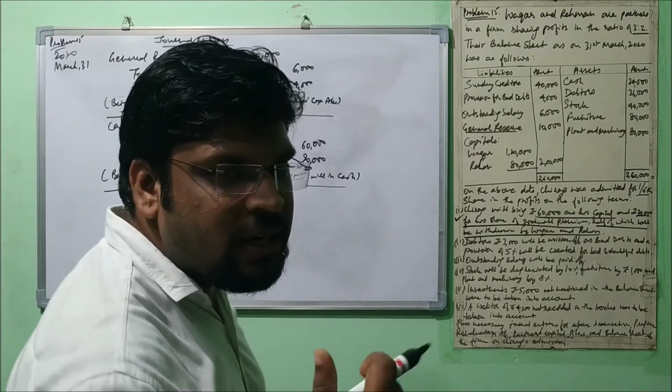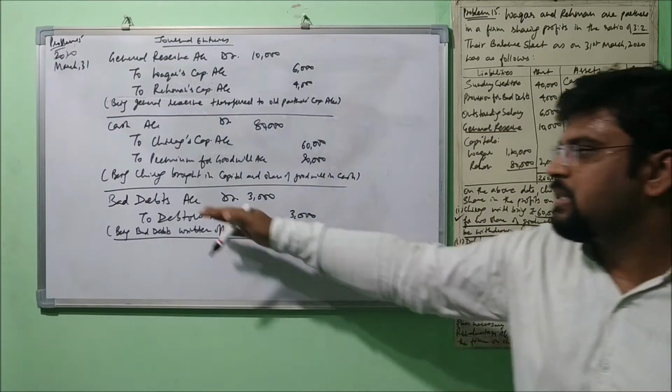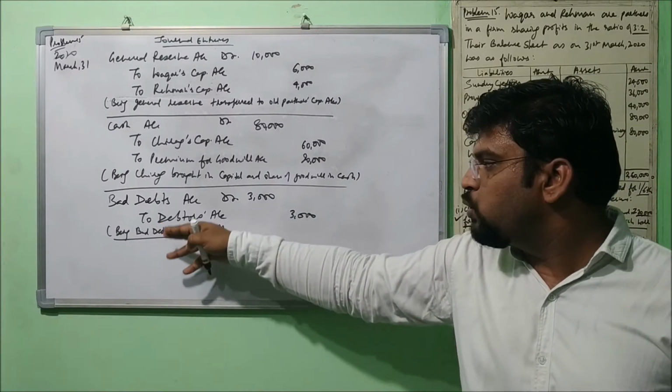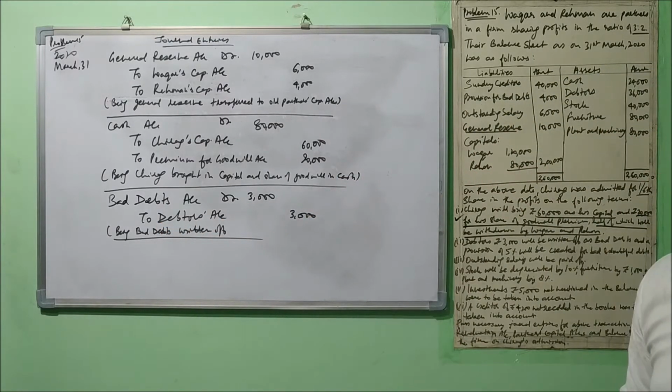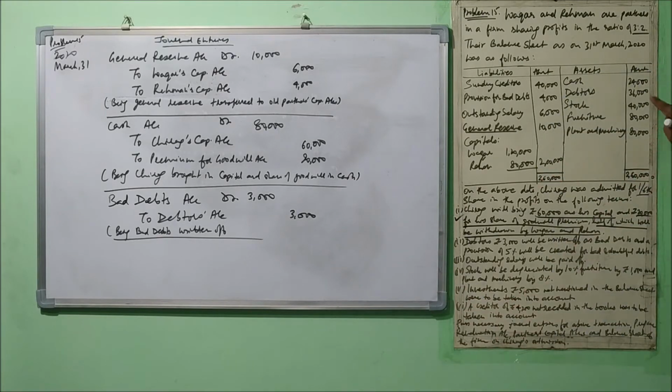So what journal entry are we going to pass here? Have a look. Bad debts account debit, as it is a loss for us, to debtors account, because it will be deducted from debtors. It means we were to get 36,000 from the debtors, but 3,000 we are not going to get. These have gone bad now. So it becomes a loss and the value of debtors will go down.